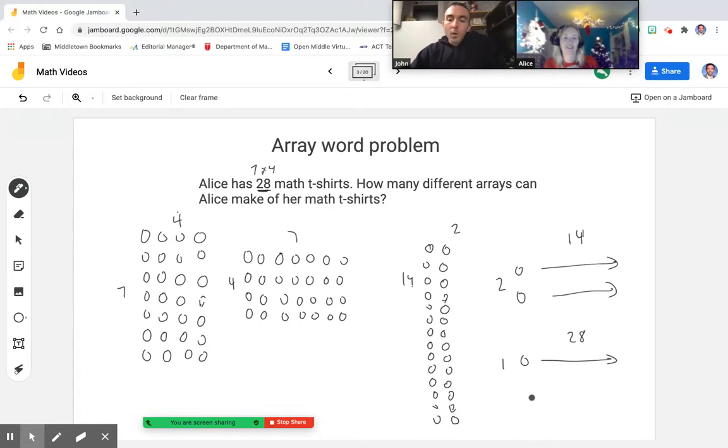Or we can go 28 by 1 this way, which will still give us the same area of 28. So I have a total of 6. I don't know if we want to cut these shirts in half and do fractional parts. Half a math shirt's not really fun. Good math shirt. It is. So we'll stick to just whole numbers here. I would say there's a total of 6 arrays.